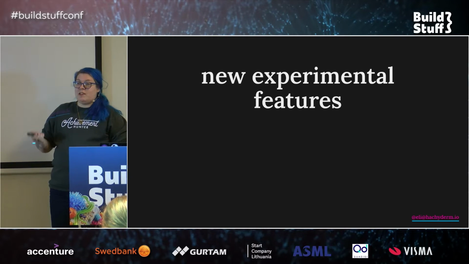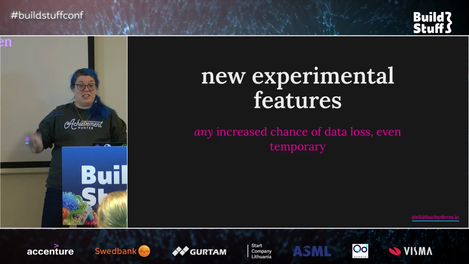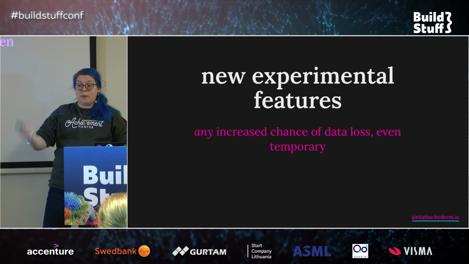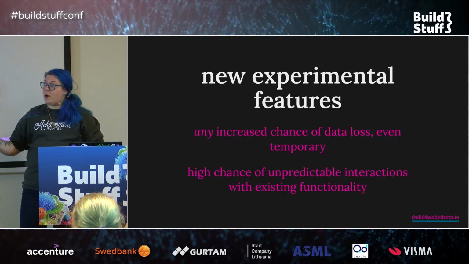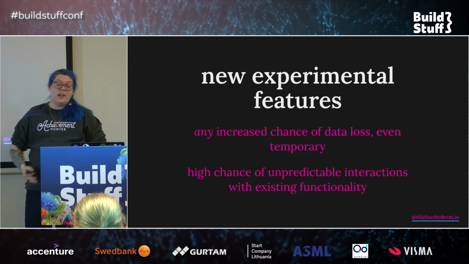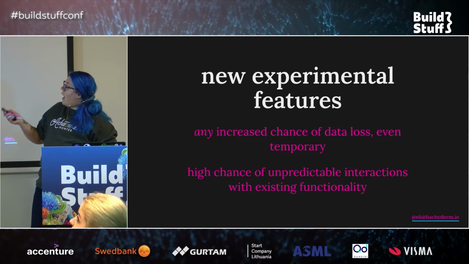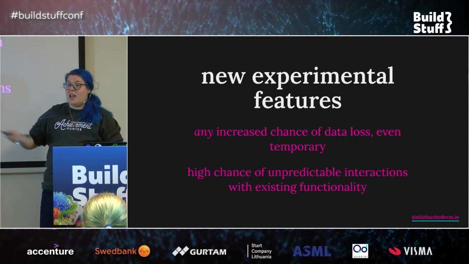If you've got new experimental features, such as any increased chance of data loss for a person, or a new public beta feature where you're not quite sure how some things are going to interact with other parts of the existing software, you might want to run this as a beta so you can catch those things early. And this comes back to the increased chance of data loss: it has to be reversible for a user to go and use your public beta.